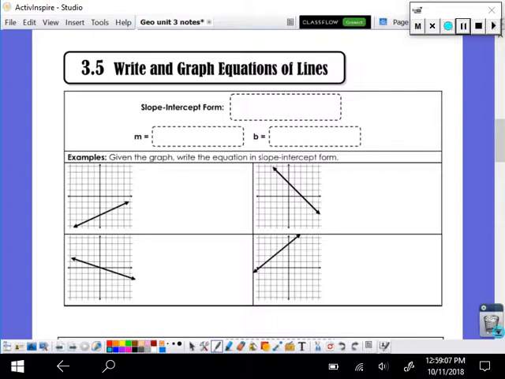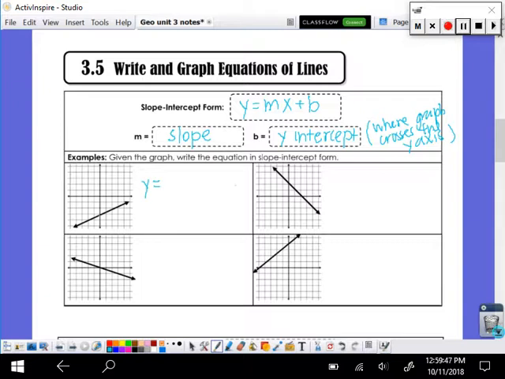Slope-intercept form is y equals mx plus b, where m is the slope and b is the y-intercept, or where the graph crosses the y-axis. That's your y-intercept. Okay? So given the graph, we want to write the line in slope-intercept form. So we need to find the slope, we need to find the y-intercept. Pretty basic. Y equals the slope.